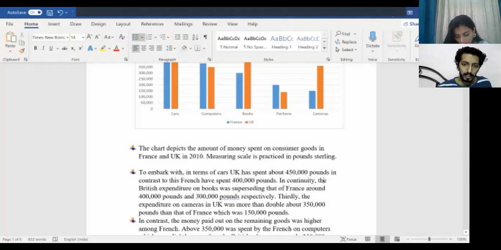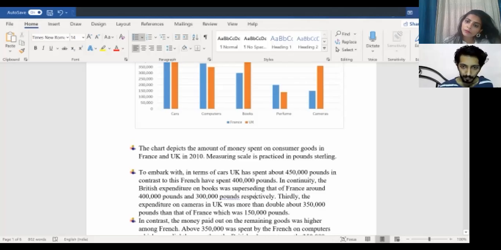The British expenditure on books was superseding. I used superseding, and I did not use more than or some of the common lexical resources. When you write superseding, it means that one of the things is more than the other. That's a good lexical resource to be used in task 1. Superseding that of France, around 400,000 pounds and 300,000 pounds respectively.